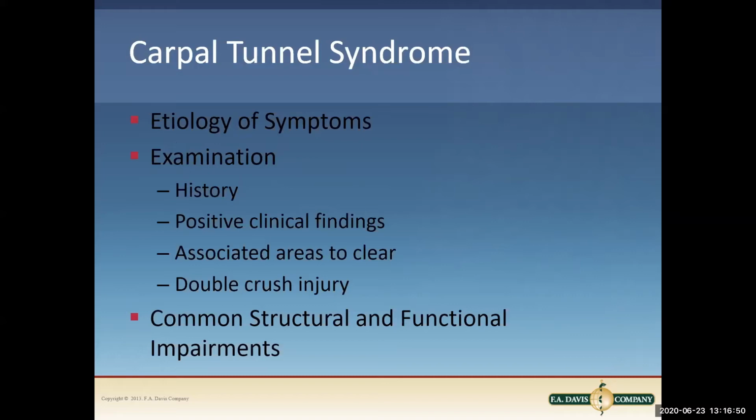We're going to examine them. Do they have a history of carpal tunnel syndrome? What are some positive findings? We're going to do Phelan's tests. We're going to clear other areas. What if they have a double crush where they have a crush injury here and they have a crush injury in the elbow? Well, that's going to cause all kinds of problems because we fix one, we got to fix the other too.